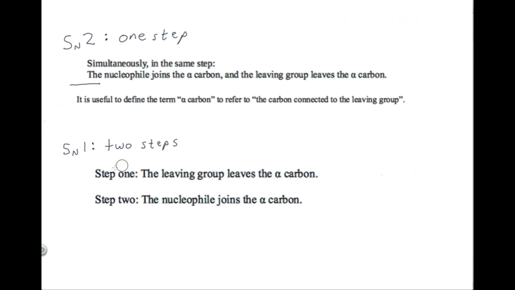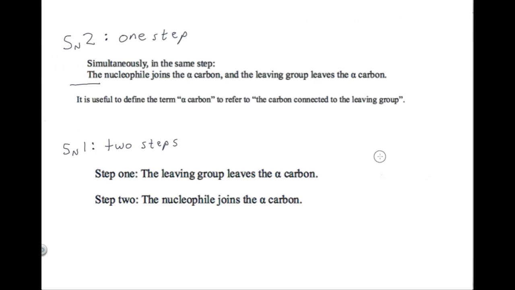I hope that you'll carefully compare this description with this description for SN2 so you can see how they're similar and how they're different. Do you see that the things that happen in an SN1 are exactly the same as the things that happen in an SN2? Leaving group leaving the alpha carbon and nucleophile joining the alpha carbon. So how are they different? They're different because in an SN2, these two things happen simultaneously in the same step, whereas in an SN1, first the leaving group leaves the alpha carbon, and then separately, in a separate step, the nucleophile joins the alpha carbon.